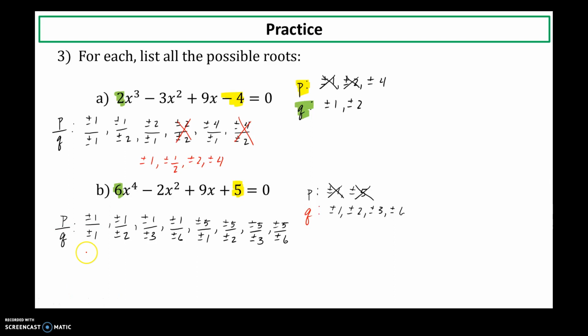So the possible roots would be plus or minus 1, plus or minus 1/2, plus or minus 1/3, plus or minus 1/6, plus or minus 5, plus or minus 5/2, plus or minus 5/3, plus or minus 5/6. So notice I'm just getting rid of the double plus or minus. I'm just writing it as what rational numbers I'm going to plug into my function. So nothing repeats here, okay? So this is a lot of possible rational roots.